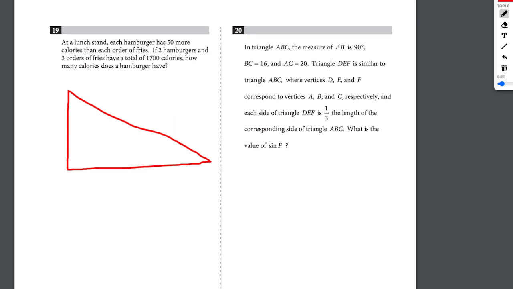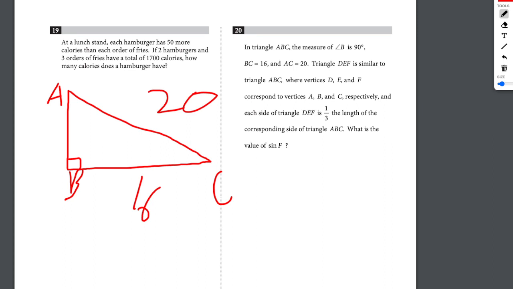Okay. So A, B, C. There's your right angle. The measure of angle B is 90 degrees, BC is 16, AC is 20. Okay. And you can figure out the hypotenuse if need be, I guess. Or sorry, they're giving us the hypotenuse. We don't know what AB is. This is 20. There we go. Okay. So BC is 16, AC is 20.